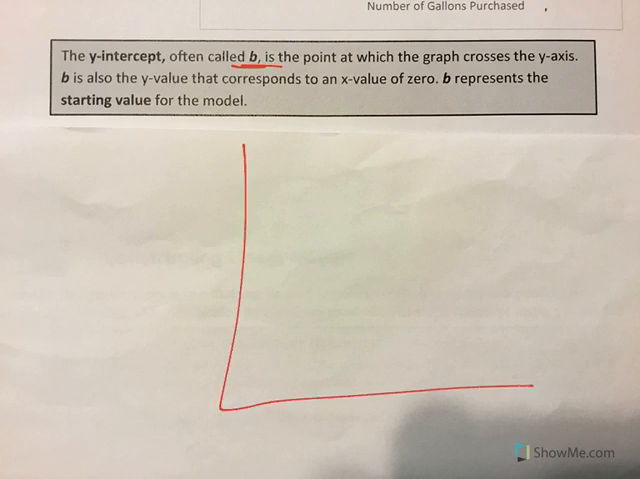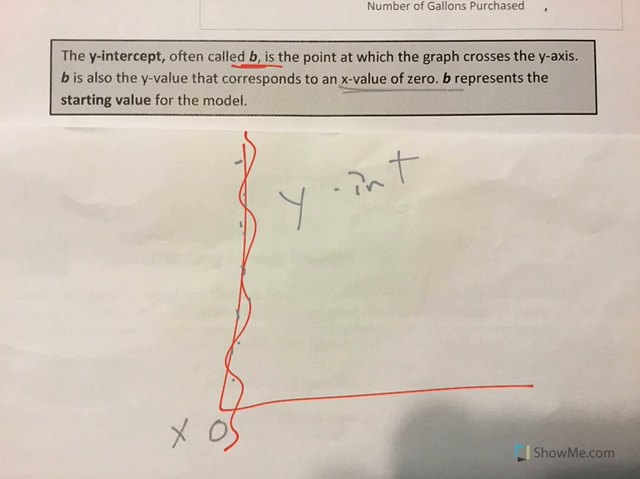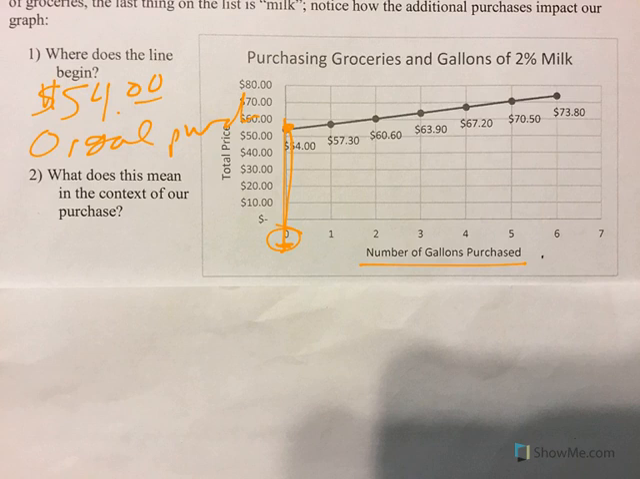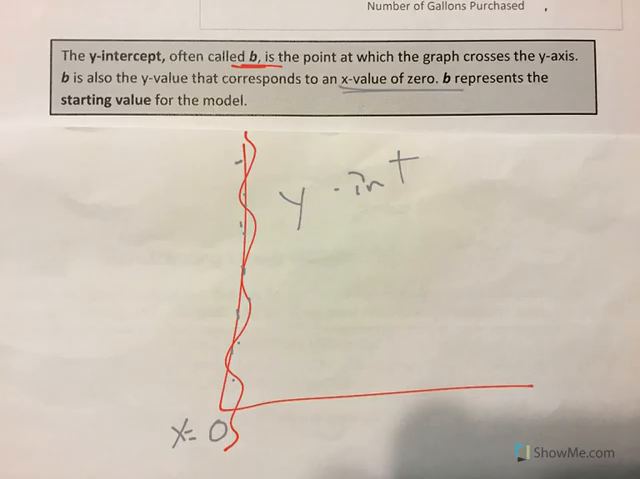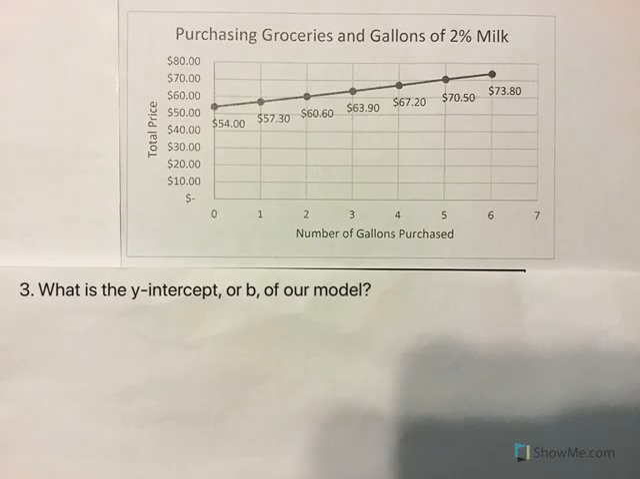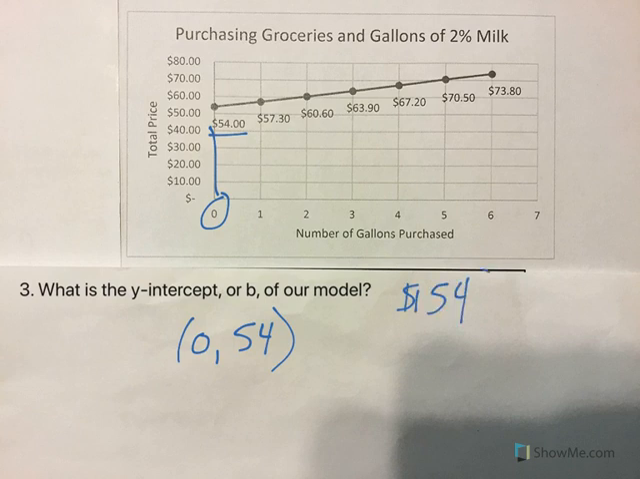So when you think about that, here's our y-axis. So any point that falls on this line is our y-intercept. And if you think about it, that's where the x value always is 0. So you can see that we had a 0 value here when we started. That's why this is our y-intercept. It's our starting point. So what is the y-intercept? Well, when x is 0, our y value is 54. So the ordered pair would be (0, 54). Our y-intercept is $54. So B is 54. It's positive because it's greater than 0.